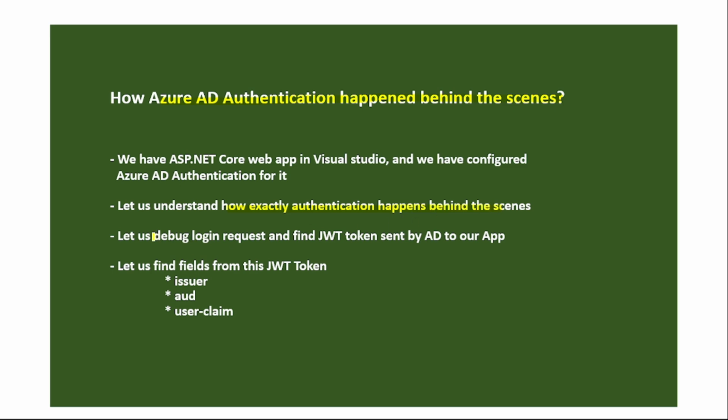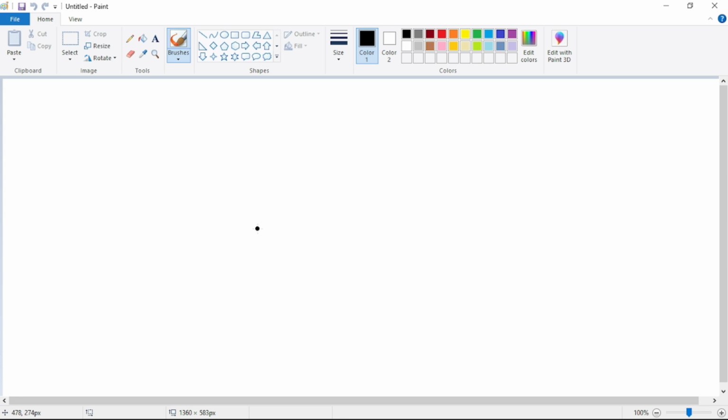Then we will debug that login request and we will find the JWT token which is sent by Azure Active Directory to our app, and then we will find the below fields from this JWT token, that is issuer, audience, that is AUD, and user claims. So guys, this is a sort of recap and I thought we should cover it again.